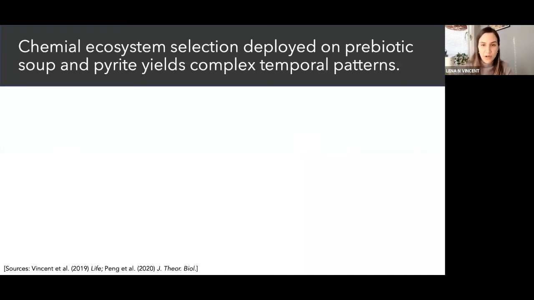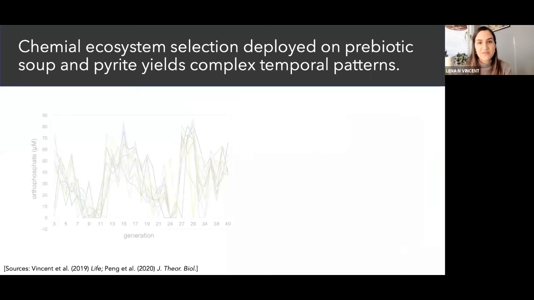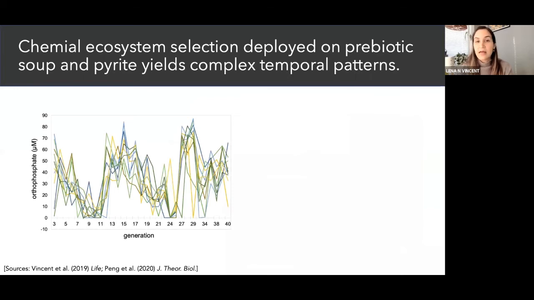So one of the selected proxy traits that we monitored was the concentration of free inorganic phosphate, or orthophosphate, left in the solution at the end of a generation to approximate the amount of ATP hydrolysis that had occurred. And when we tracked this over generations, we saw this distinct oscillatory pattern, and you can see the tracking of each of those 10 independent lineages across generations there.